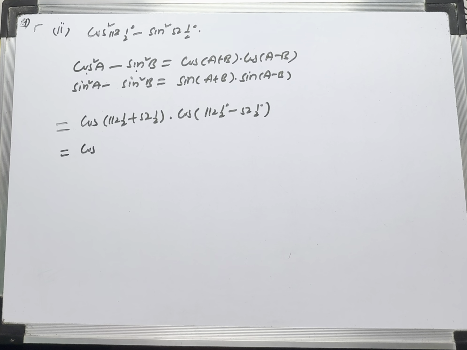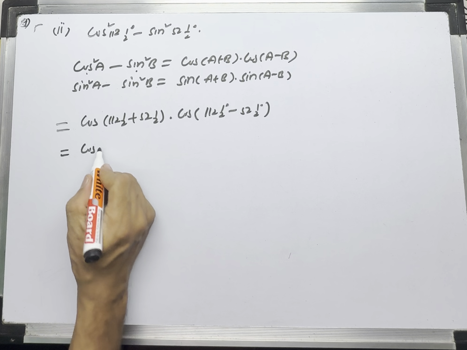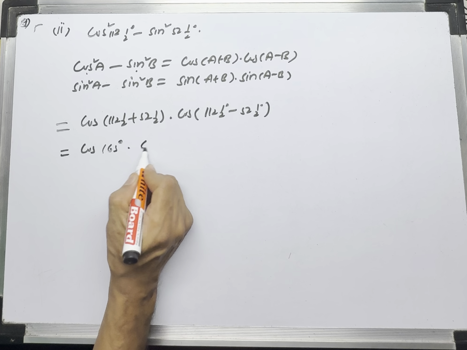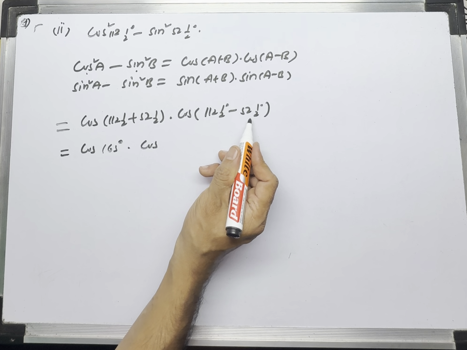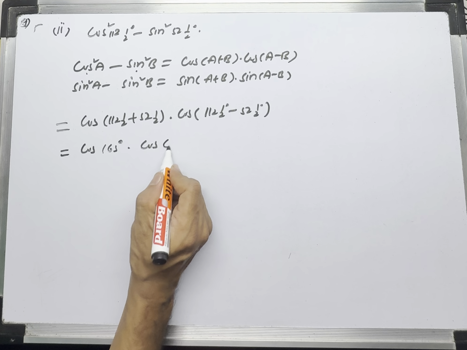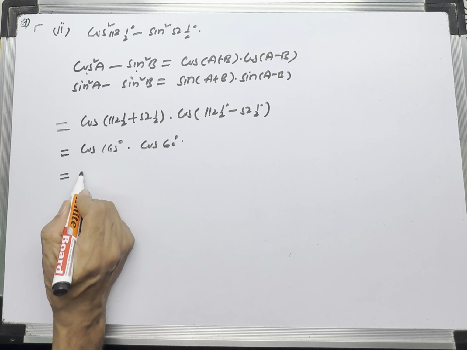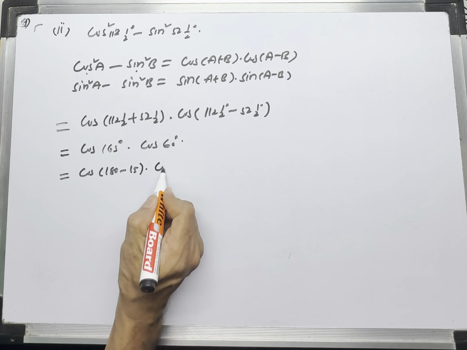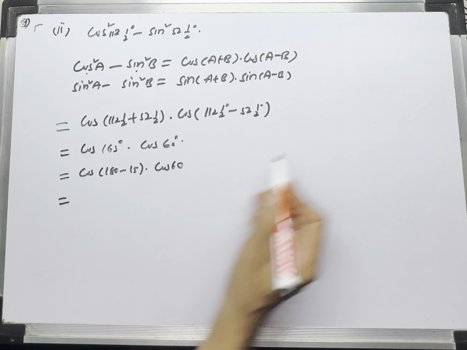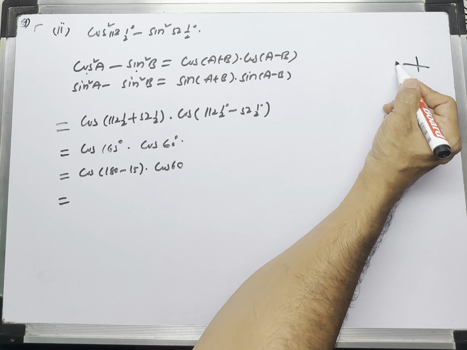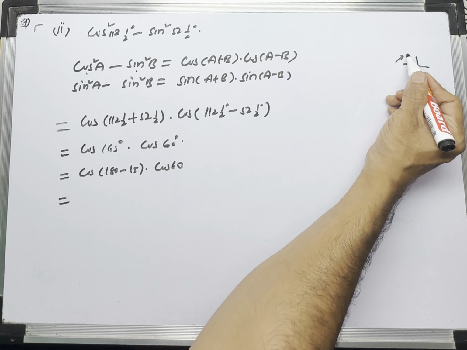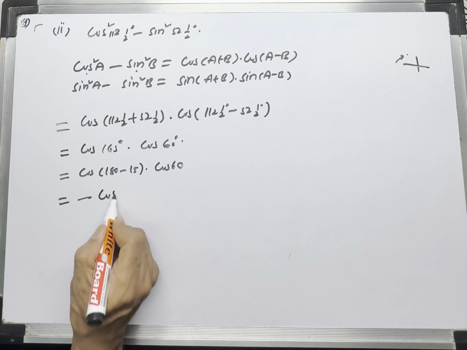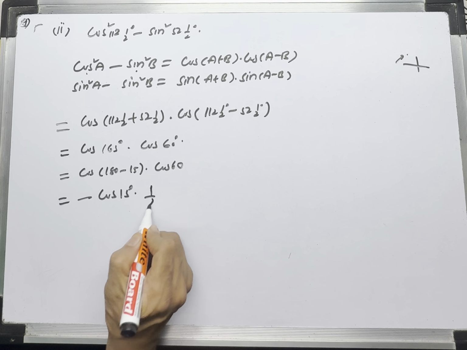112 and 52, 164, half of it, 165 degrees. Cos 112 minus 52, 60 degrees. 165 is 180 minus 15. This is cos 60. This is 180 minus, clockwise, so cos is negative. Minus cos 15 into cos 60.